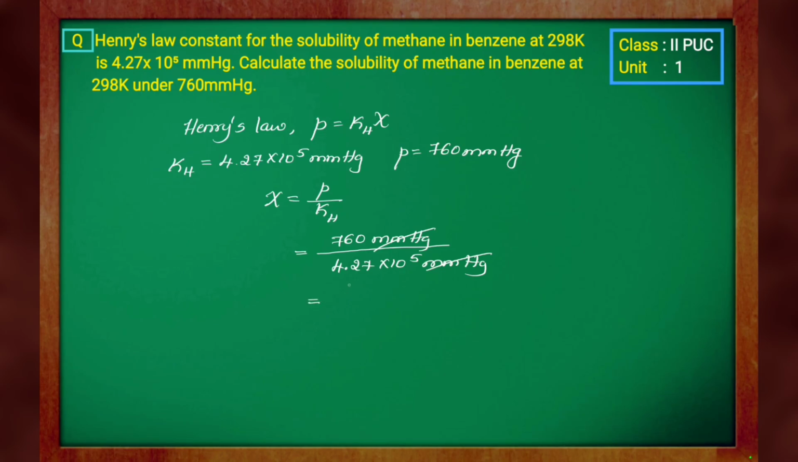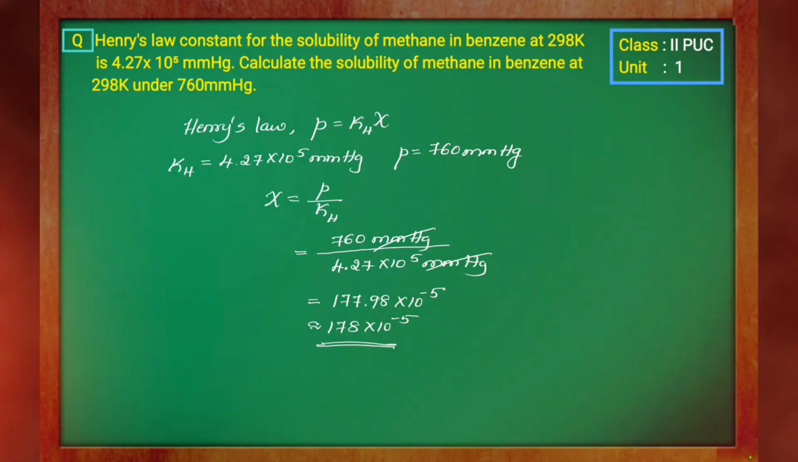Simplifying, 760 divided by 4.27 is equal to 177.98 into 10 to the power minus 5. So this can be approximately written as 178 into 10 to the power minus 5. So this is the mole fraction of methane in benzene at 298 Kelvin.